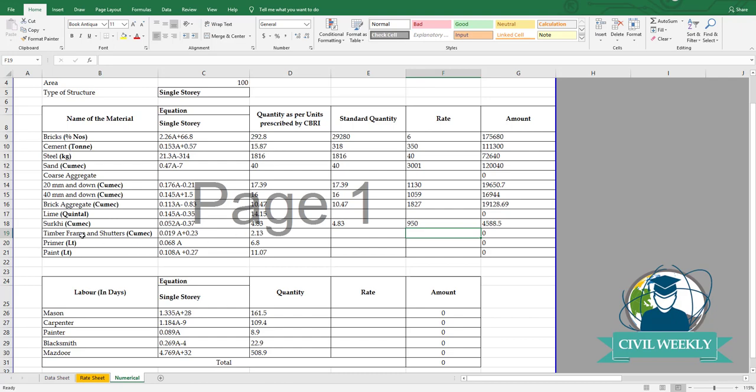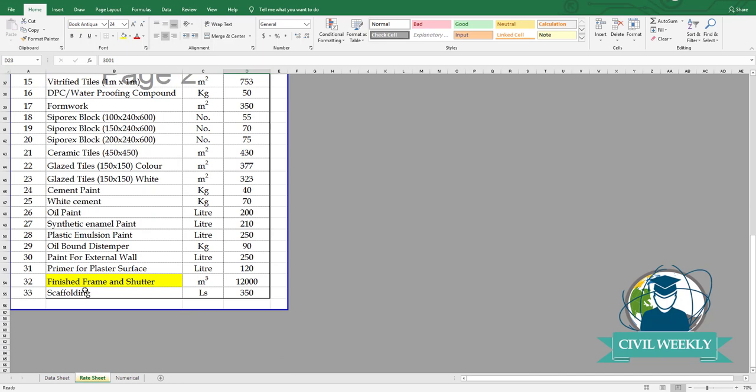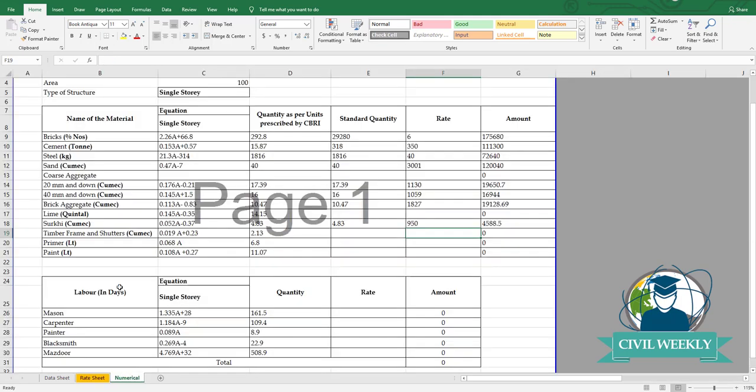Okay, so then timber and frame and shutters are there. So if you can see in this, finished frames and shutter, the unit is meter cube and the rate is 12,000 rupees. So unit is meter cube, so 2.13 cubic, and the rate is 12,000 rupees. So we'll get the cost.